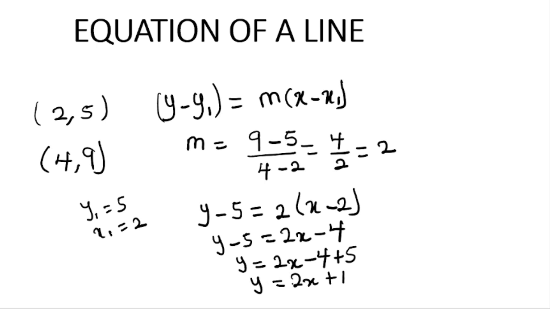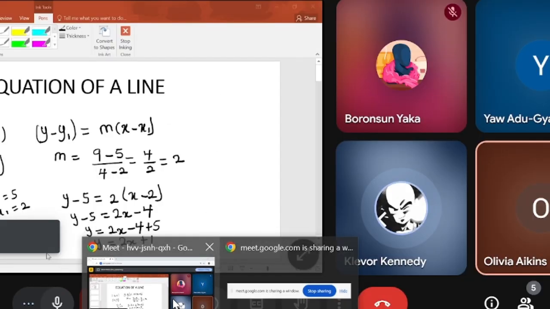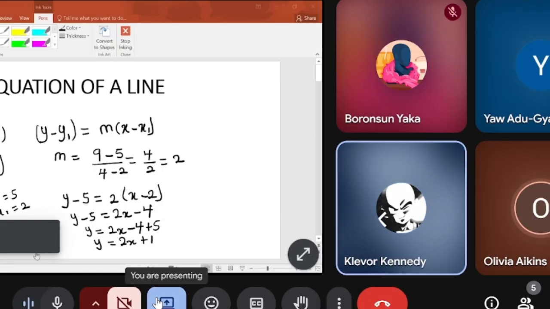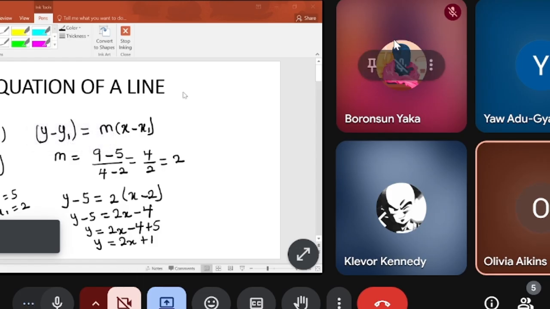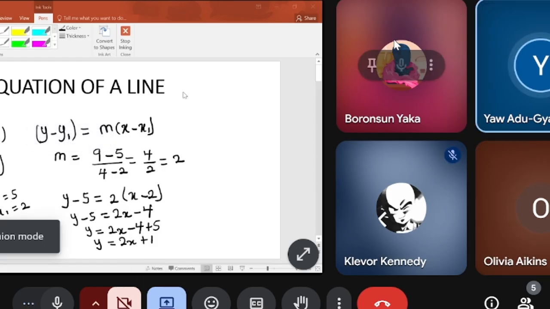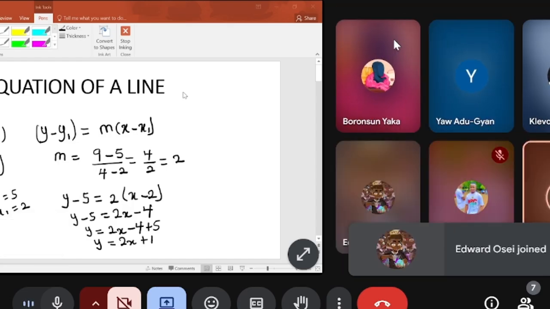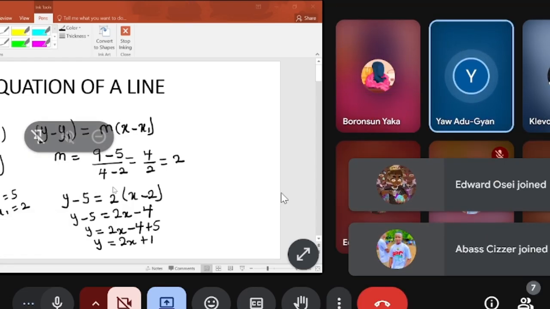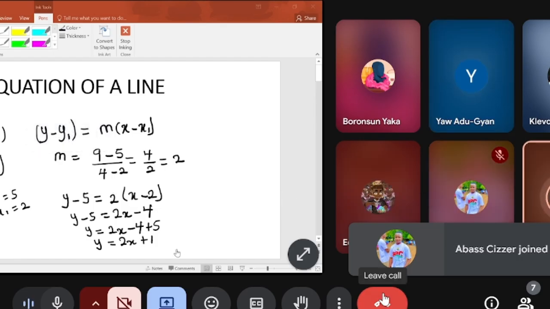So Kennedy, I don't know how you just got the 2x without the plus 1. Please, there was a slight mistake somewhere. Oh, okay. Then, Yaka? Yes, madam, I had the same answer. Oh, okay, sure. Yeah, the mistake was from the gradient. Okay, so you understand it now. Yes. All right.